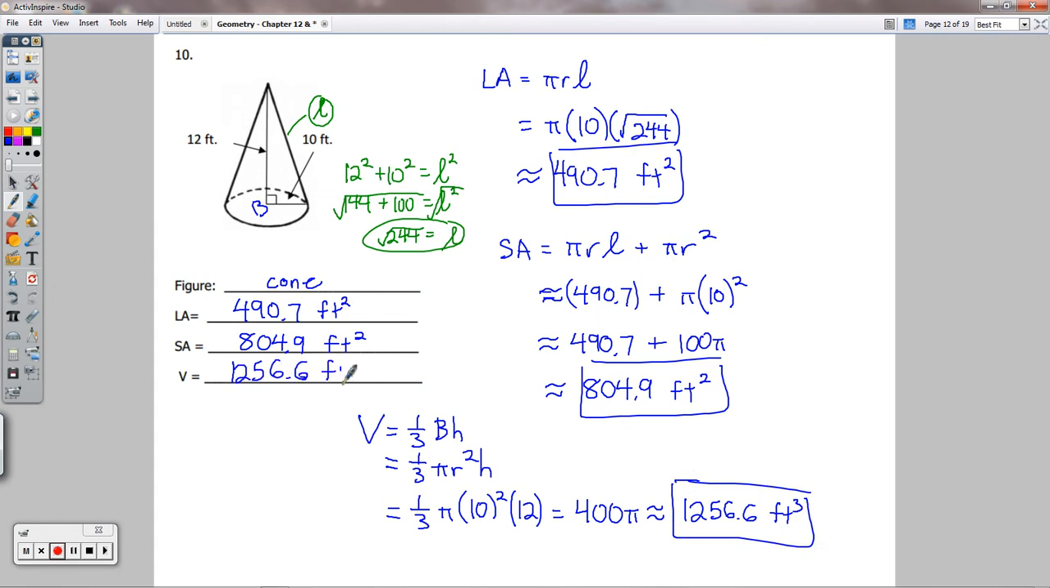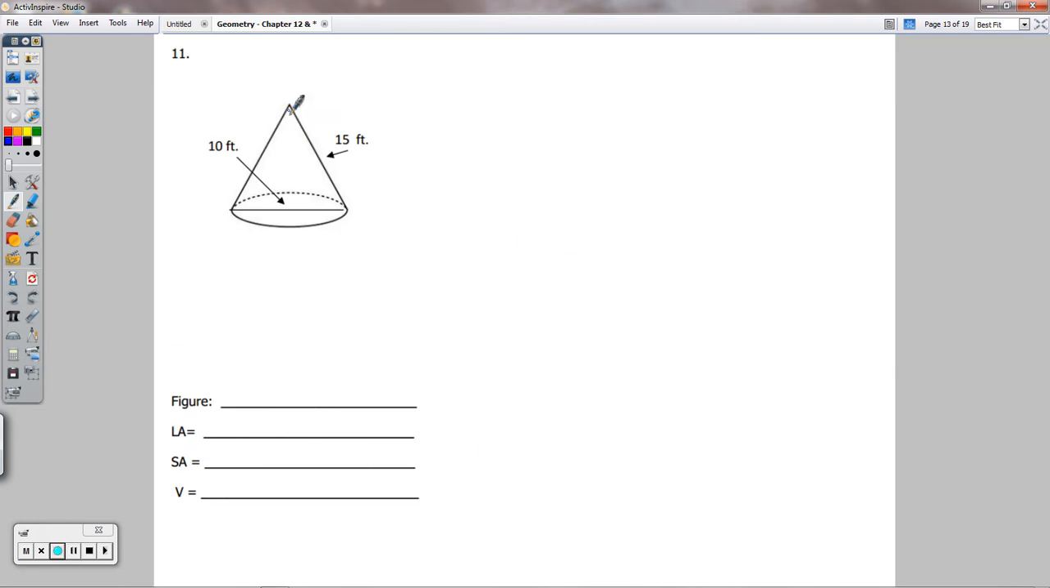Feet cubed, since it is a volume. Moving on to number 11, another cone. This one looks like we're given the slant height. We don't know the straight up and down normal height. We know the diameter is 10, so we know the radius would equal 5. So let's figure out what this is.